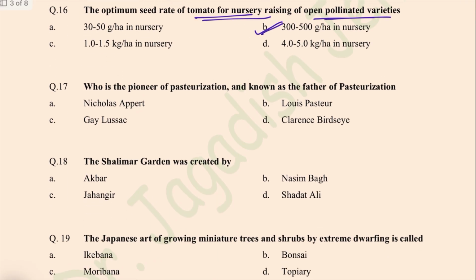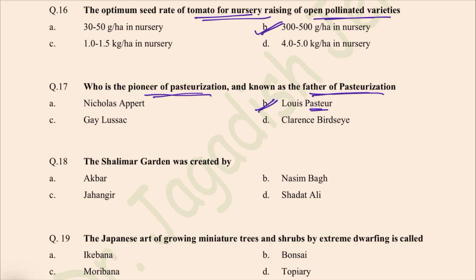Who is the pioneer of pasteurization and also known as the father of pasteurization? The right answer is Louis Pasteur. Okay, so based on his name, it is pasteurization. Pasteurization is a food preservation process involving heat treatment to kill pathogens and inhibit spoilage. The process is named after French chemist and microbiologist Louis Pasteur, who developed it in the 1860s to prevent wine from souring.